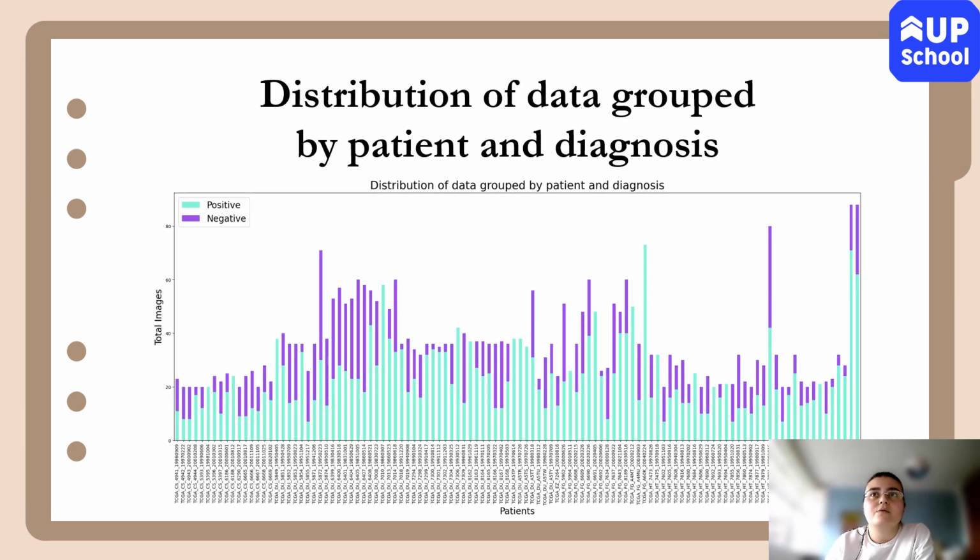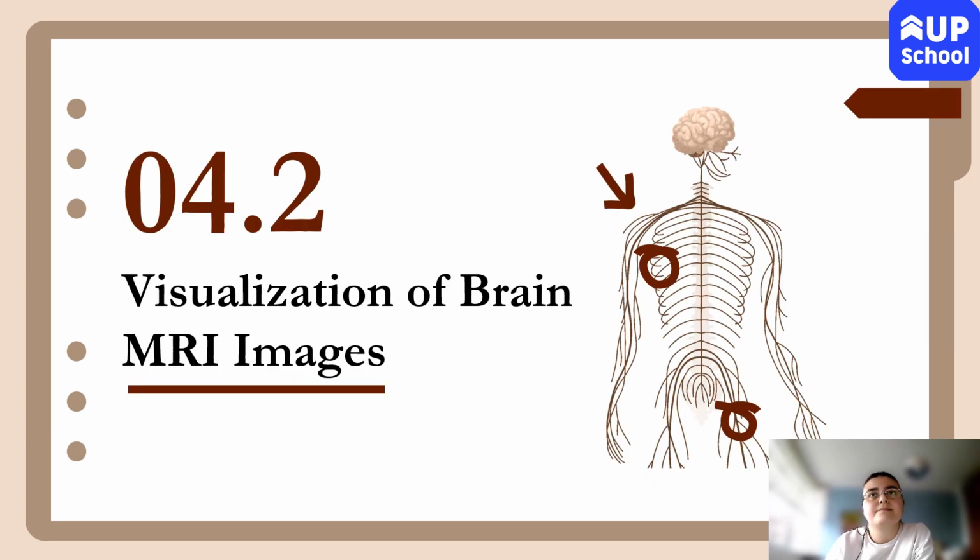The diagram shows the distribution of images grouped by patient and diagnosis. And from both distributions, we understood that there are more positive images than negative images. So data augmentation should be used to get better results from the modeling part.